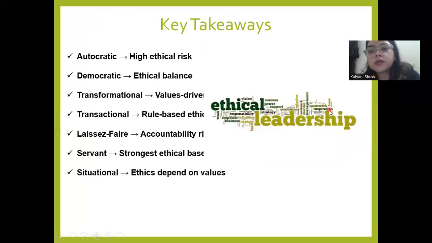Now, if I talk about the conclusion of all these leadership styles and their ethical side. Autocratic, in my purview, always carries a high ethical risk. Democratic is ethically balanced, it can be good, it cannot be good. Transformational leadership derives from the values of your leader. If your leader is good and ethical, your outcome will be purely ethical. If the leader is not, people will blindly follow the leader, and it becomes a bad thing. Now comes laissez-faire. Accountability decides it, so it can be good, it cannot be. Servant leadership is the strongest ethical base.